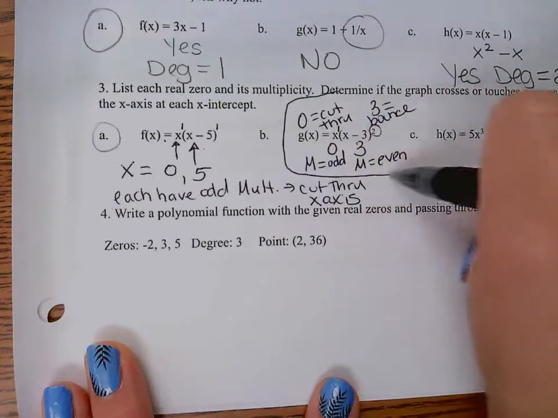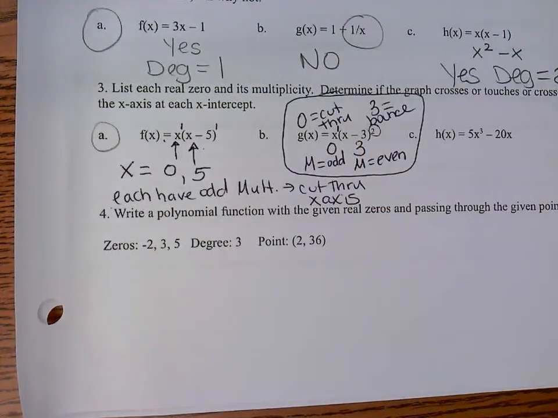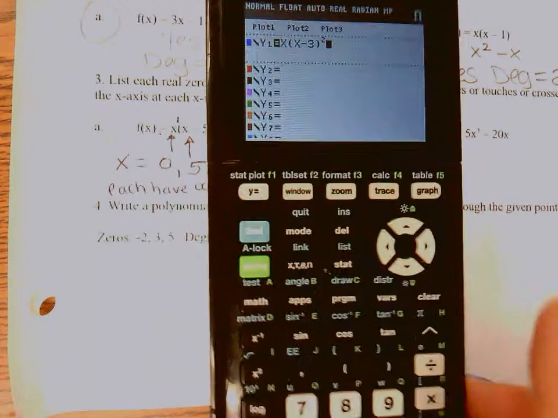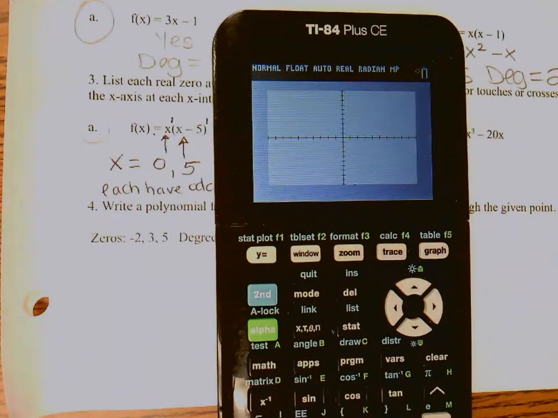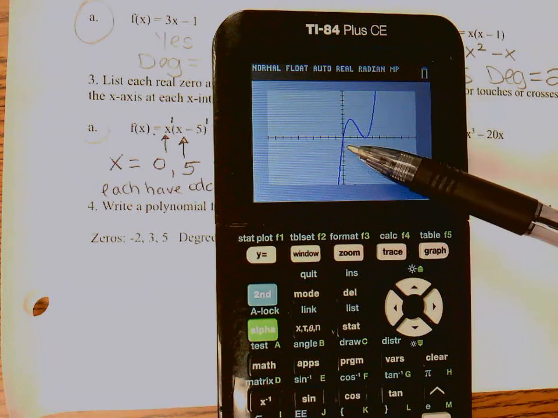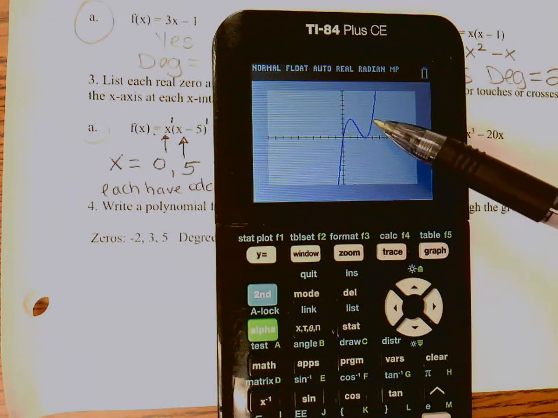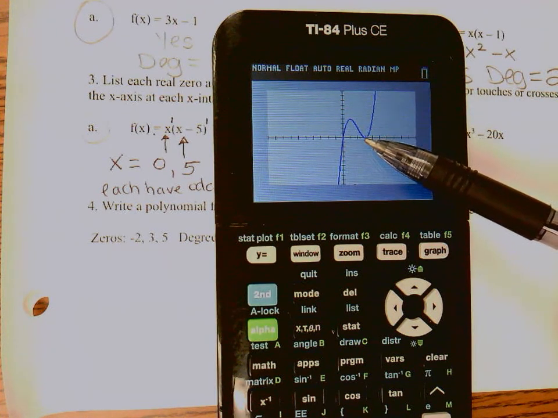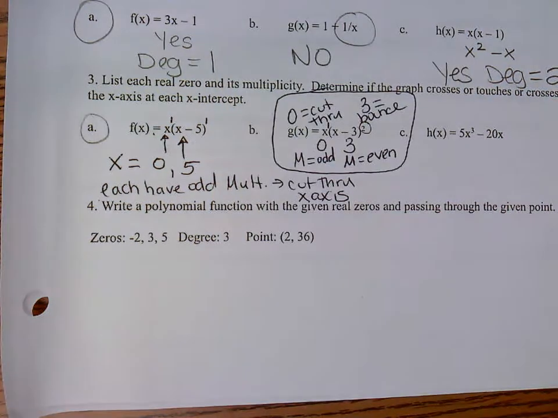Might need to reformat that question for next year so I can write it down. So let me show you what it looks like. X times x minus 3 squared. So I put it in my calculator. So we should see that it is cutting through at 0. It cut through at 0, and then see how it's bouncing off the x-axis at positive 3. So it's just helping you predict what the graph is going to look like from the multiplicity of the x-intercepts.